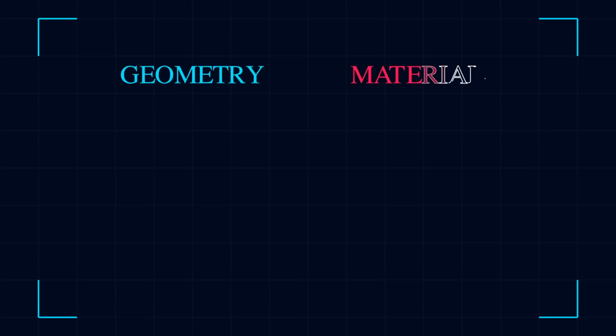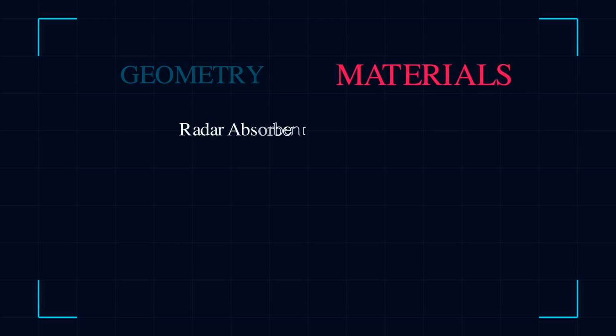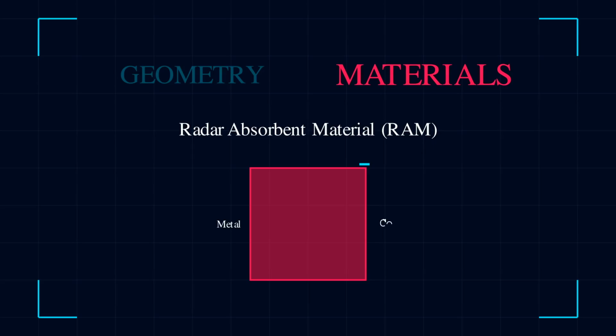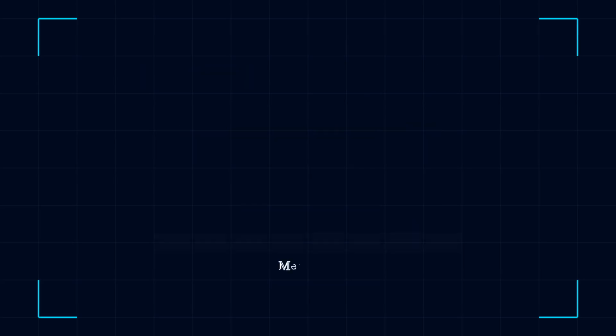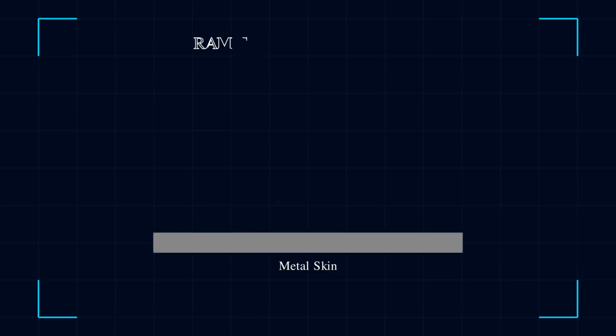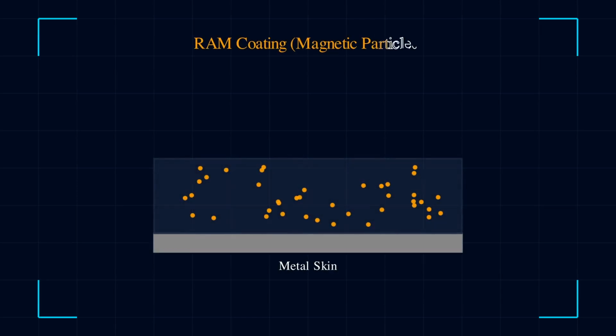Geometry is only half the battle. If the shape can't deflect the wave, the material must kill it. Enter RAM, radar absorbent material. This coating is a trap. It's filled with conductive particles, like iron balls. The wave penetrates the surface but finds itself bouncing internally, unable to escape.